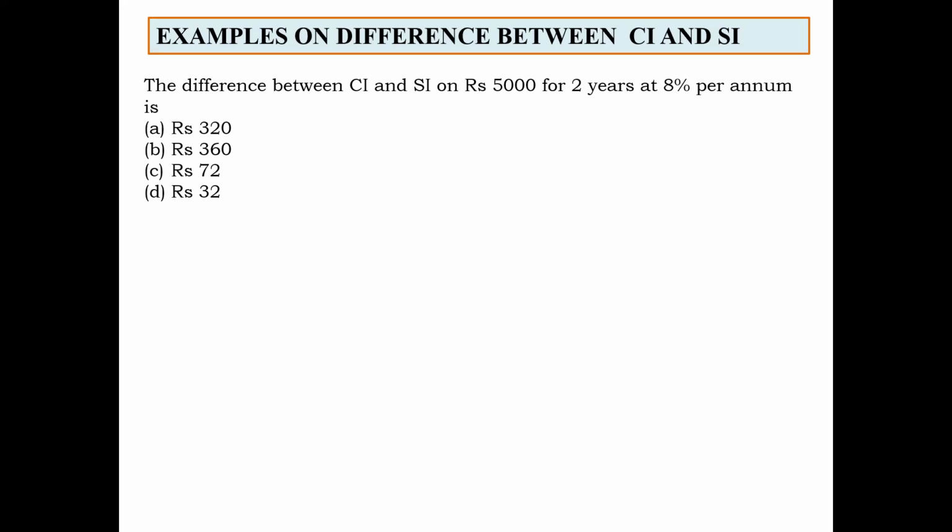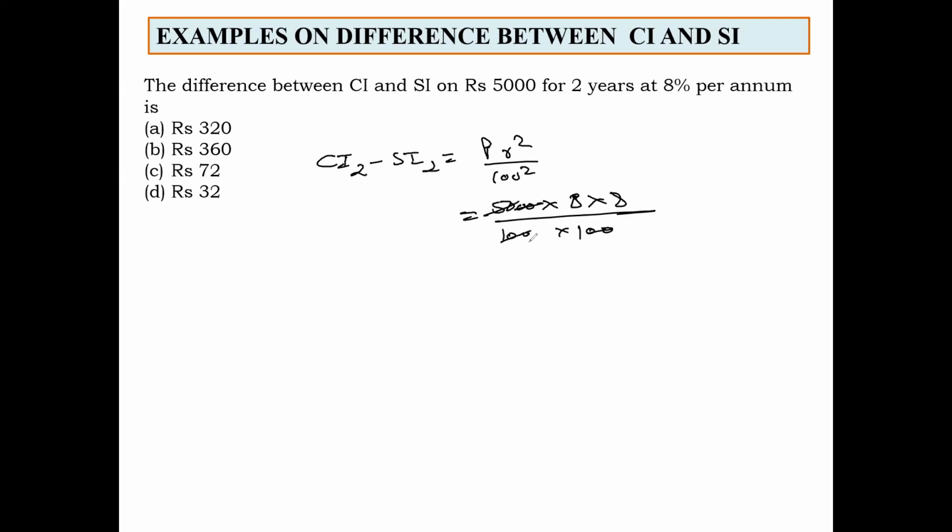320, 32. Okay. So we have to find out the difference between CI and SI for 2 years. I can simply put in the formula here. Difference between CI and SI for 2 years is PR squared upon 100 squared, which is P 5,000 into R squared, 8 into 8 upon 100 into 100. 0, 0, 0, 0 gone. 50 upon 100 is 2, 2 fours are 8, and therefore 8 fours are 32 becomes the answer.